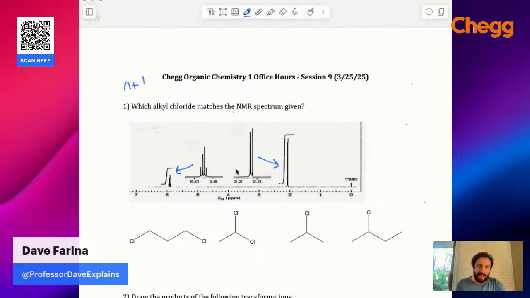And this is just the ground floor, right? Once you get this, then the rest is just additional rules on top. But this is all you need to go from the total confusion of what the heck am I looking at to just a very general, okay, I think I kind of understand this. So we want to understand which alkyl chloride matches this NMR spectrum.